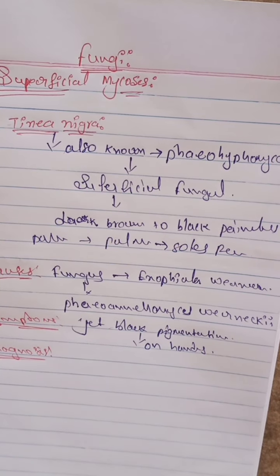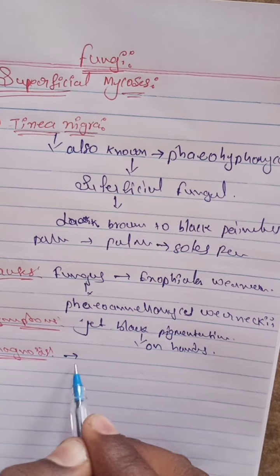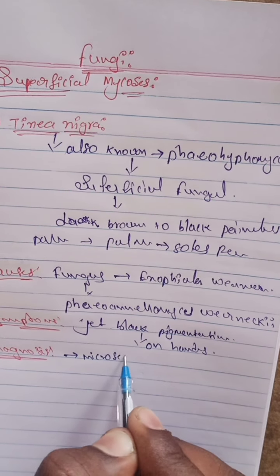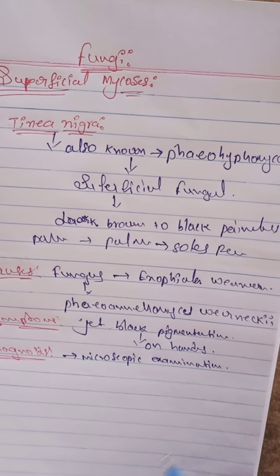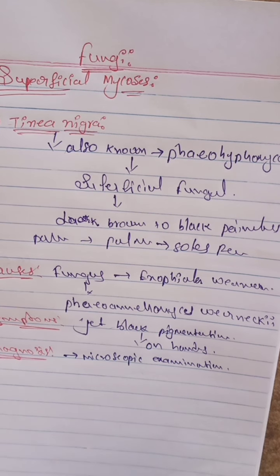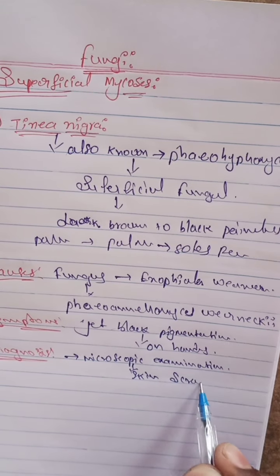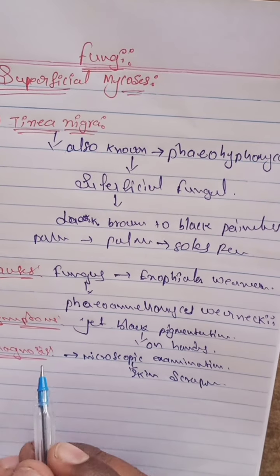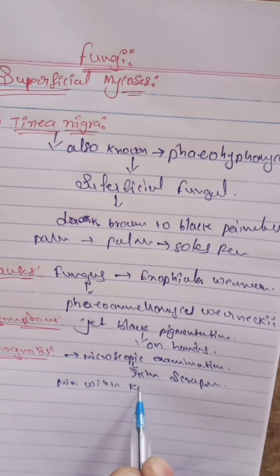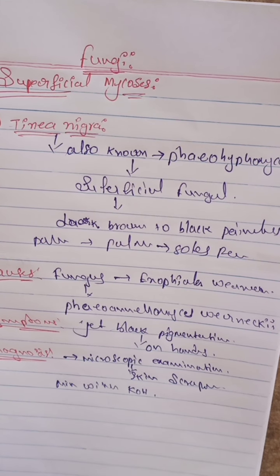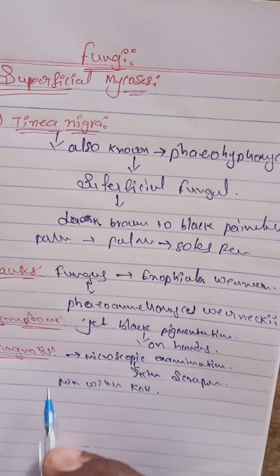How to diagnose it? Tinea nigra is identified by microscopic examination of a skin scraping. The skin scraping is mixed with potassium hydroxide, which clears the non-fungal debris so it can be identified with this particular method.